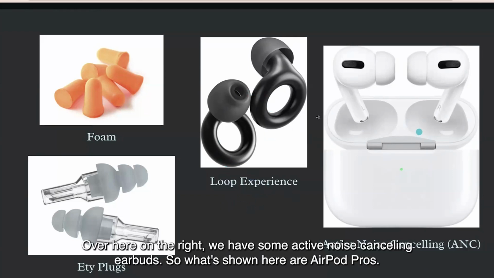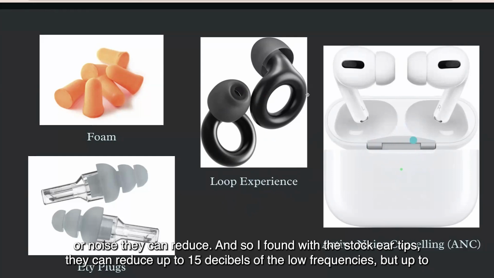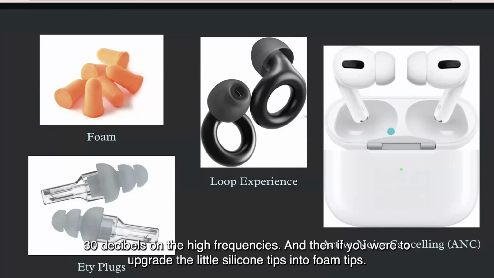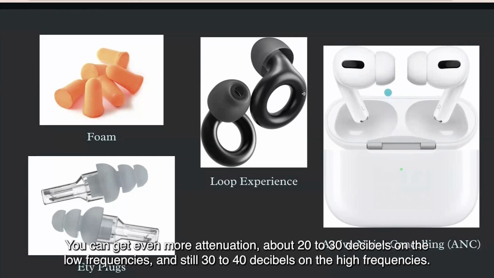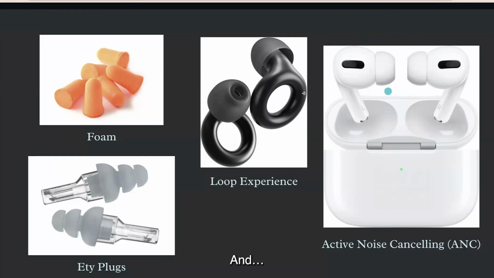Over here on the right, we have some active noise canceling earbuds. So what's shown here are AirPod Pros. I did a little self study for me. I tried to measure how much noise they can reduce. And so I found with the stock ear tips, they can reduce up to 15 decibels of the low frequencies, but up to 30 decibels on the high frequencies. And then if you were to upgrade the little silicone tips into foam tips, you can get even more attenuation, about 20 to 30 decibels on the low frequencies, and still 30 to 40 decibels on the high frequencies. So while these are not meant to be ear protection, if you have them, you can use them in a pinch. It's just a way to seal out sound and help protect yourself.